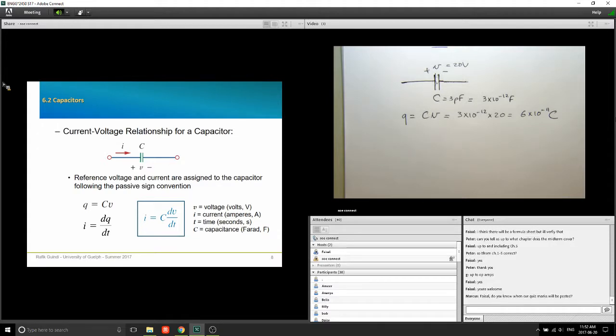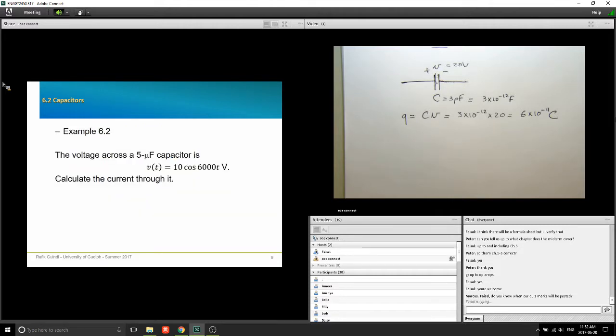Now I have to remember how this is different from any of the other elements that we've seen before. A resistance is defined by Ohm's law, right? V equals IR. So the relationship between the voltage and the current is defined by that relationship. For a capacitor, what is the relationship between the voltage and the current? The current I is equal to C times dV/dt. That's the relationship that connects both of these together. Example. We have the voltage across a 5 microfarad capacitor.